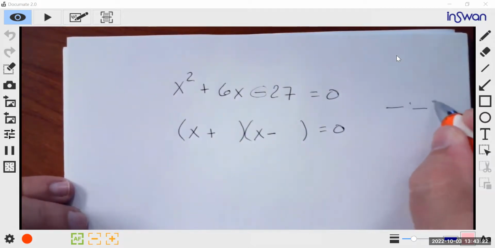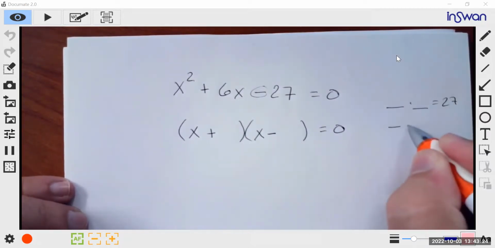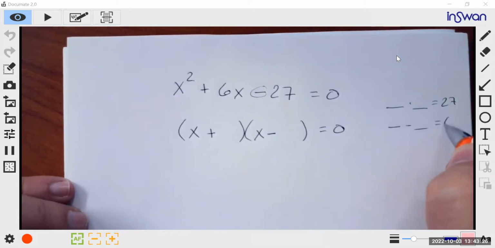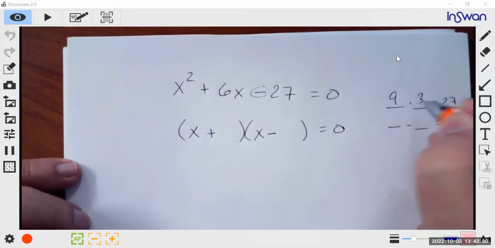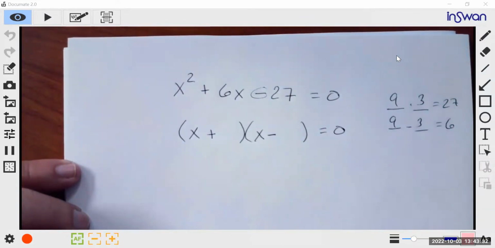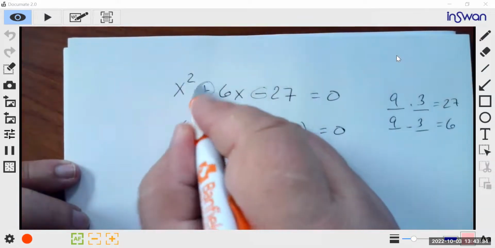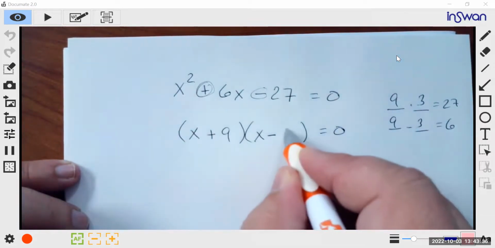What times what is 27? When you subtract them, you get 6. 9 times 3 is 27. 9 minus 3 is 6. And the 9 goes where the plus is.